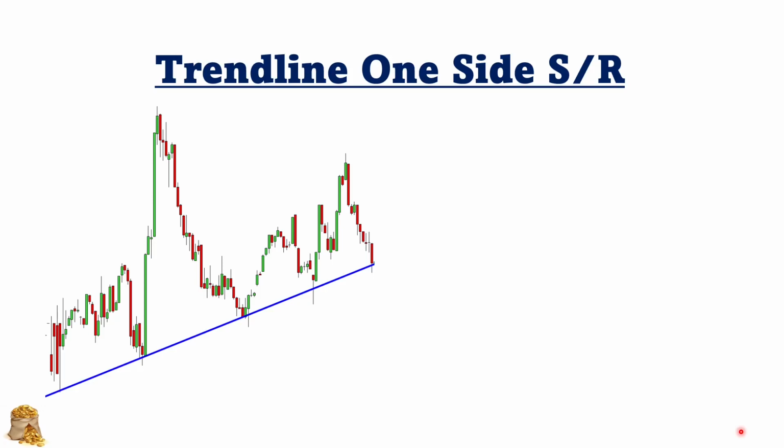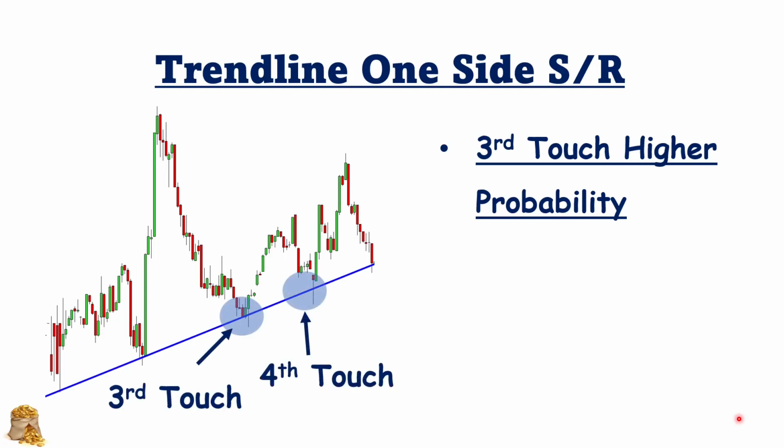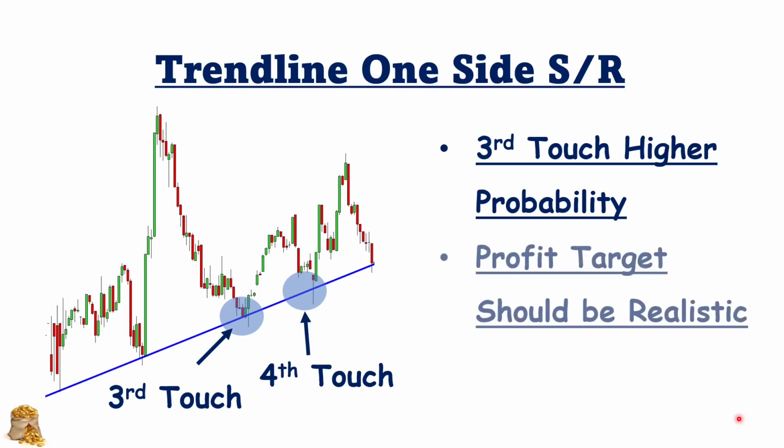Let's first take a look at the trend line support and resistance with one side of the trend line. Basically, after you have a trend line drawn, you want to trade when the market comes to the trend line for the third touch or for the fourth touch. However, the third touch will give you the highest probability. There might be a fifth or sixth touch. However, the probability will be very low.